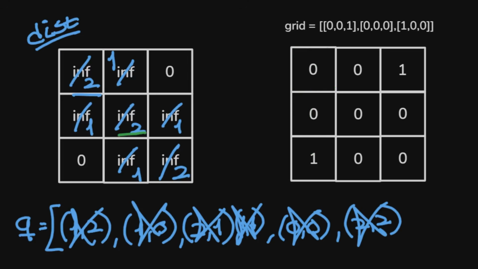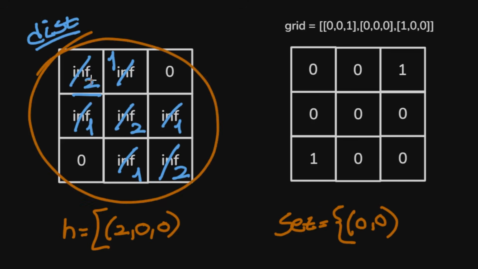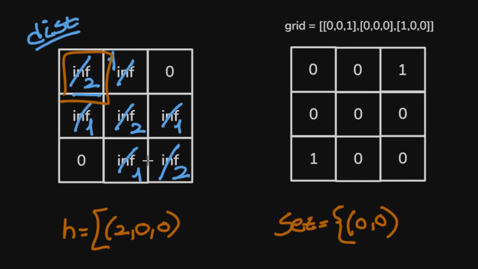From here, for example, we are 2 steps away from the closest thief, and for example from here we are 1 step away from the closest thief. Now we can use this distances grid to find the best path from the source to the destination. Here we have a 2, which means that the closest thief is 2 steps away.